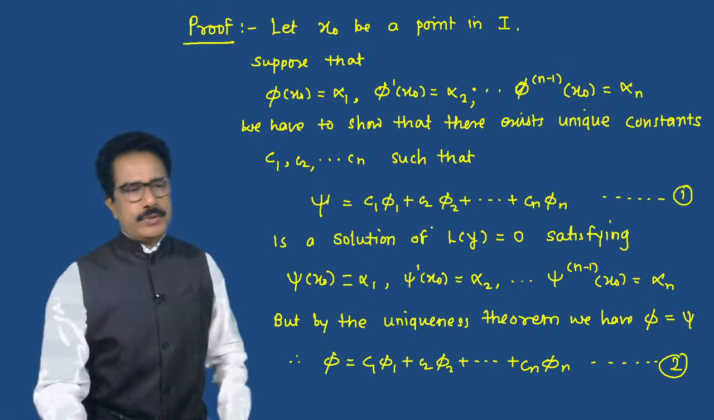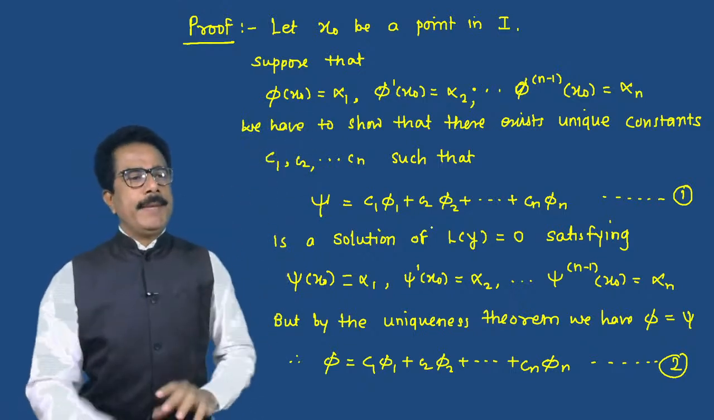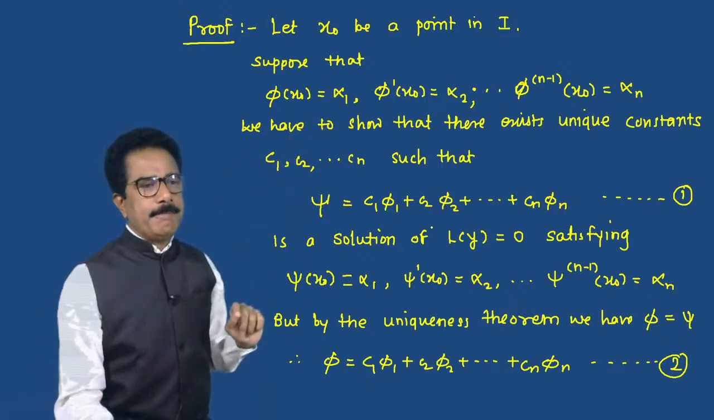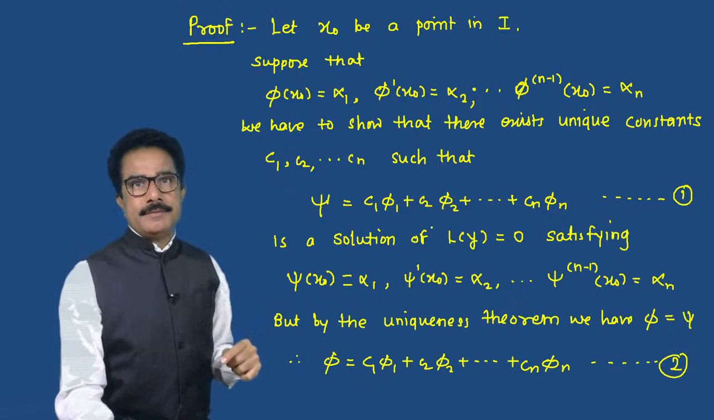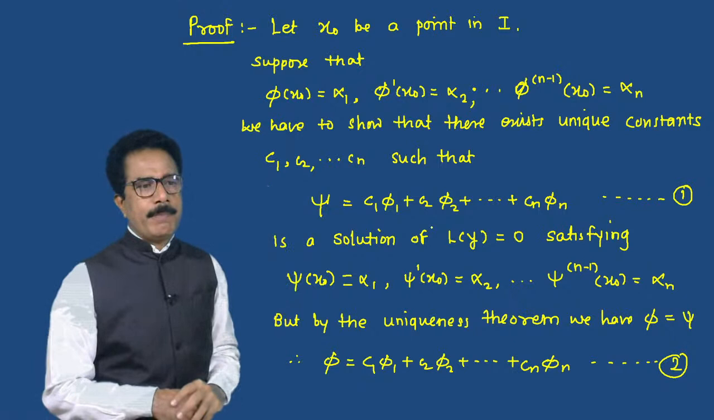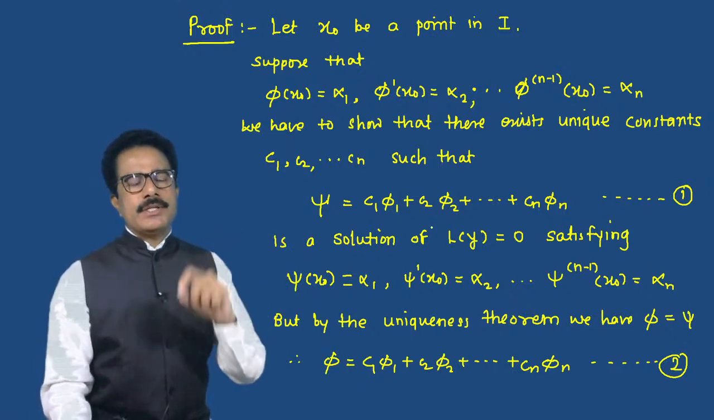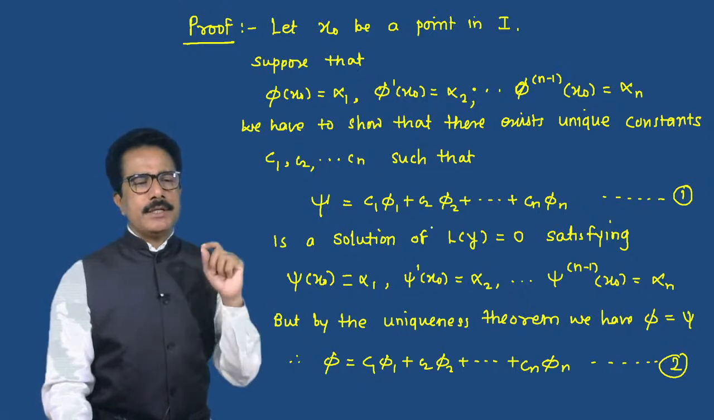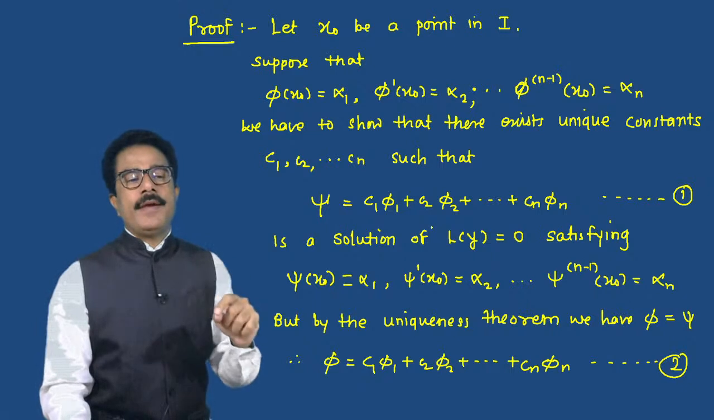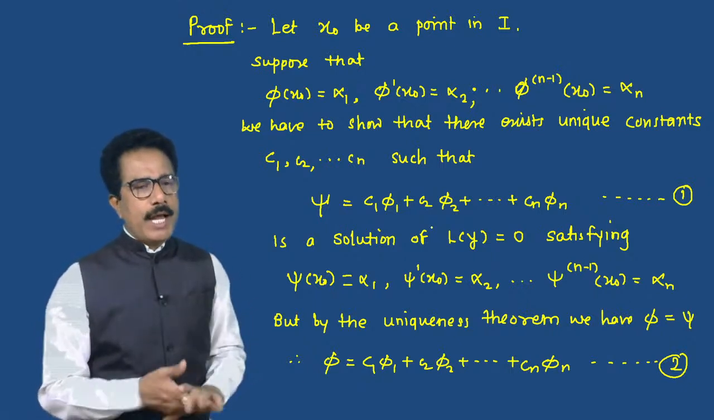Okay. So now suppose x naught is a point in I. Suppose that phi of x naught is equal to alpha 1. This is the condition. Suppose phi dash of x naught is equal to alpha 2. It is the initial condition. ... phi raised to n minus 1 of x naught is equal to alpha n.